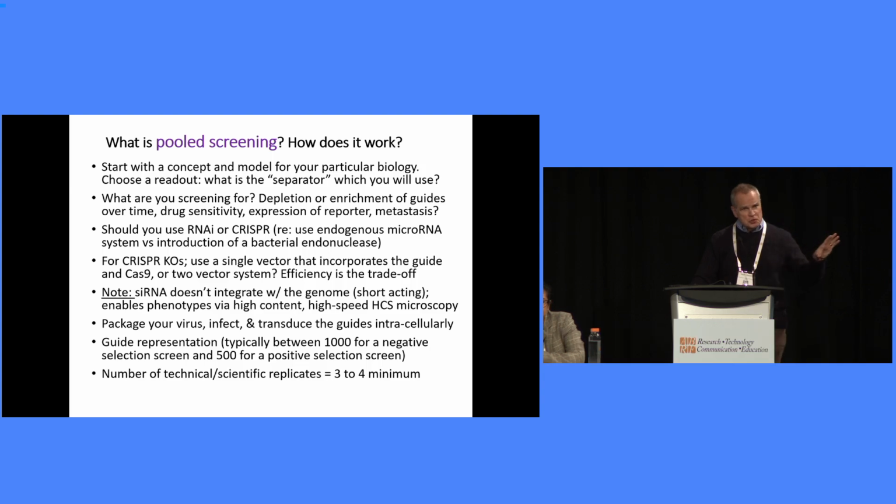Most of our pooled screens, we start with a stable Cas9, and then we bring in the library. We also have full collection siRNA, as I mentioned earlier. This gives very nice knockdown within a 3 to 4 day window. If you need a more durable event, you can't use it. So to run the screen, you package your virus, you infect, you transduce the guides. And then the guide representation, if you're going to have a dropout screen, you better stay high, about 1,000 representation. And for a positive selection screen, usually 300 to 500 is fine. And technical replicates should be between 3 and 4.